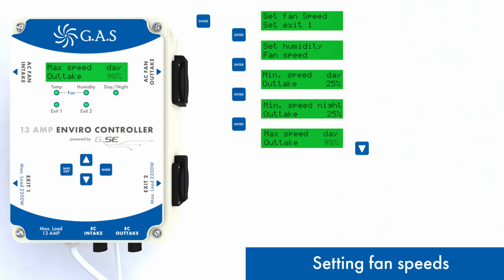If noise is an issue, you use maximum speed outtake. You can lower the maximum speed and therefore the maximum noise. However, only reduce the maximum speed if noise is an issue, as reducing this may make it more difficult to reduce heat in the environment.